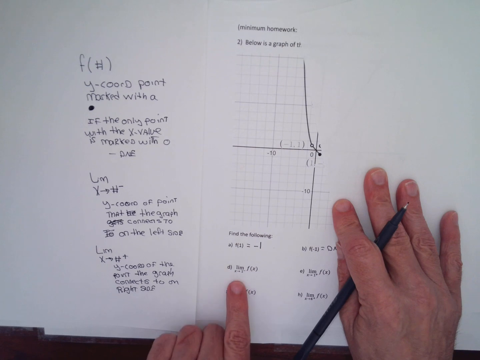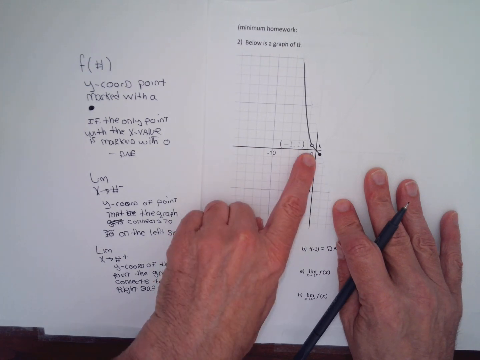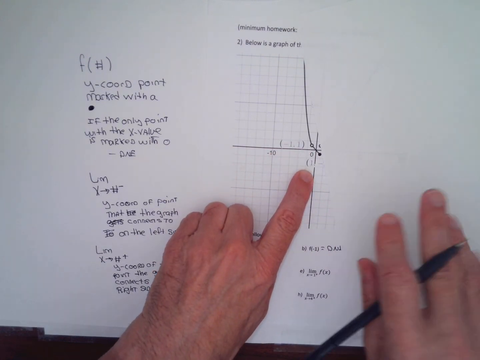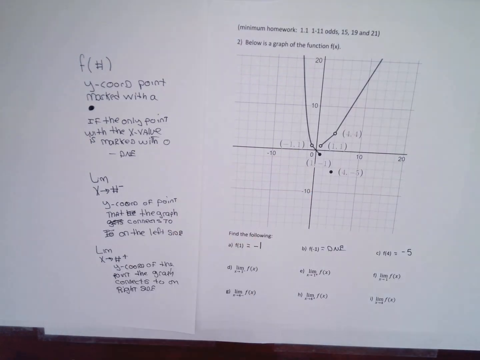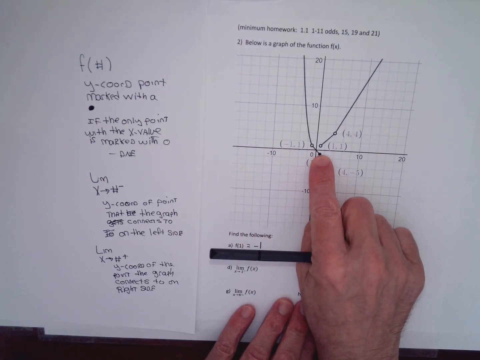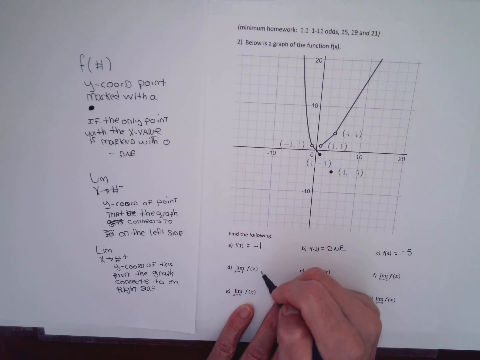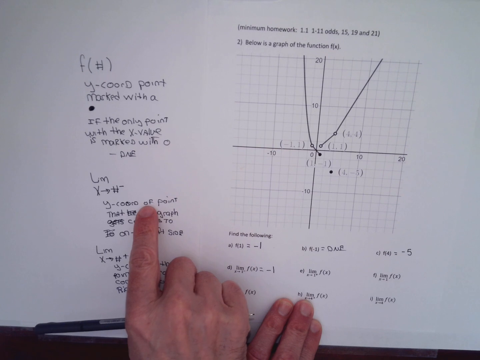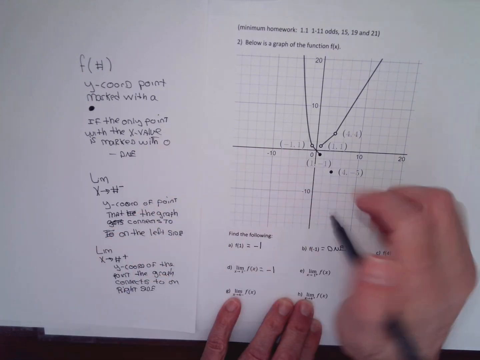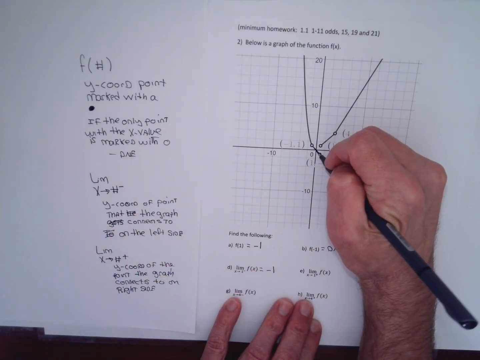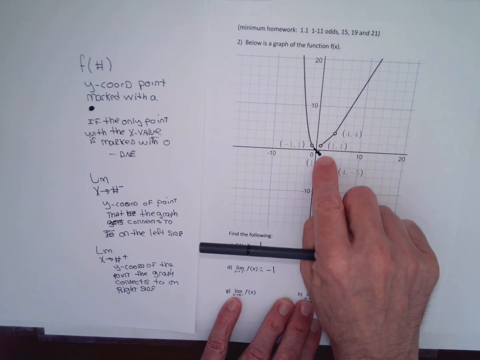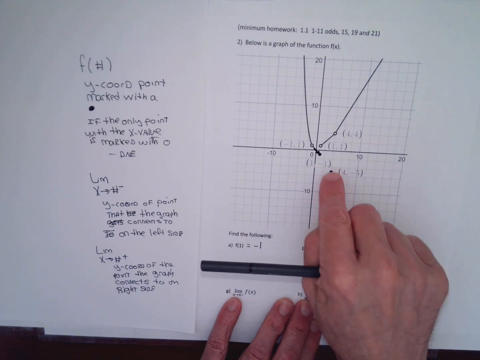The portion of the graph that's called for in part D, should I say, is this portion of the graph. It's the portion of the graph that's directly to the left of this point right here, and the y coordinate of that point is -1. So what I'm looking for is the y coordinate of the point that the graph connects to, and that's going to be this y coordinate right here. To the left of 1, the y coordinate that the graph connects to is -1.